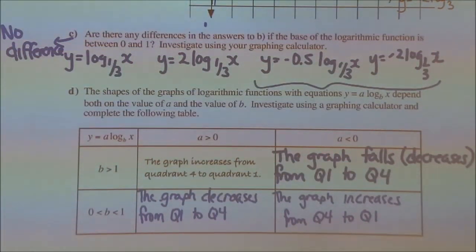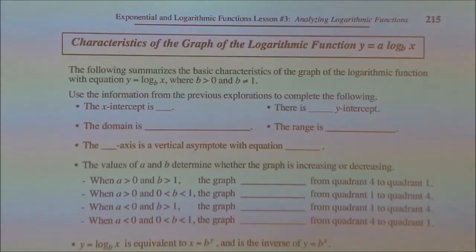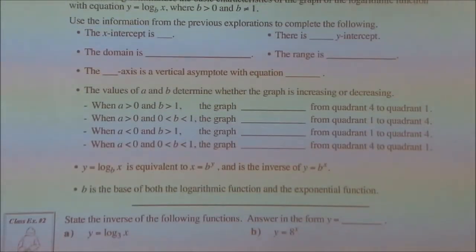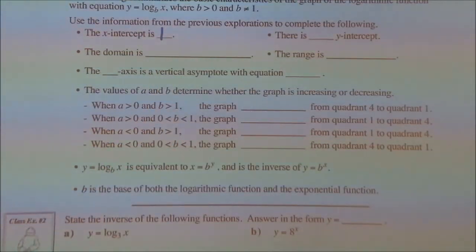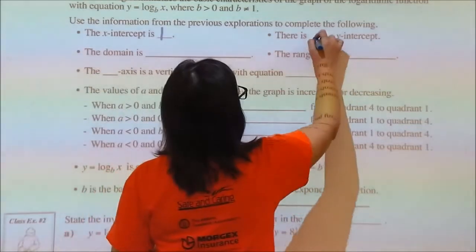So now we're going to put all of this together and do a couple of examples, and then you'll have your practice questions. So we're going to start off with summarizing the characteristics of a logarithmic function. So this is taking all of the stuff that we've done in the previous 6 pages and putting it all together. So on all of these graphs, the x-intercept stayed at 1, always at 1. And there was never a y-intercept.